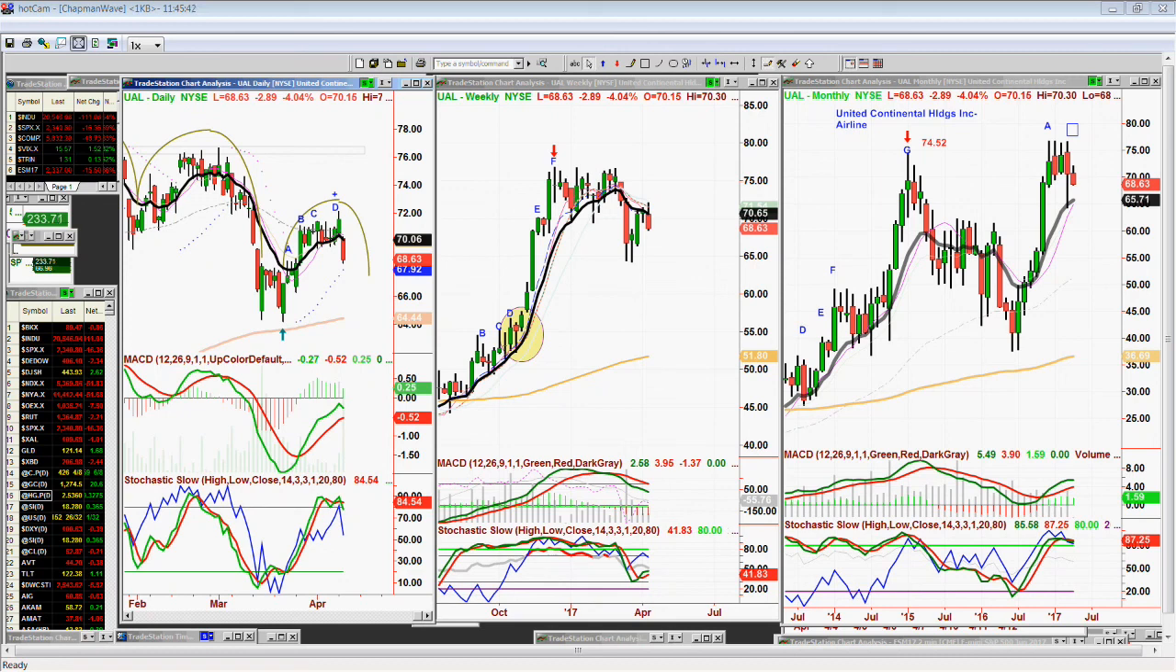Well, it doesn't matter. Anyway, UAL right now is down 2.86 at 68.66, down 4%. It made a very quick ABCD, peak D, pulling back at D. Remember, what is a D? Hey, I keep talking about D.